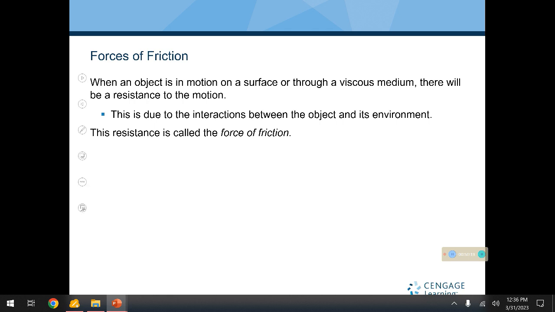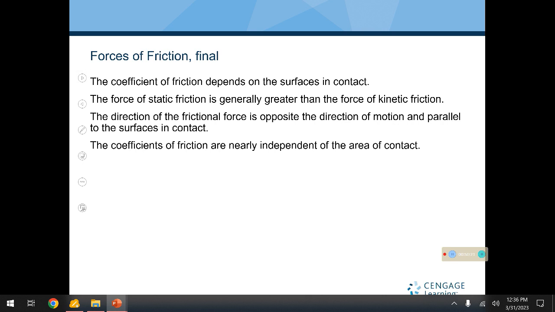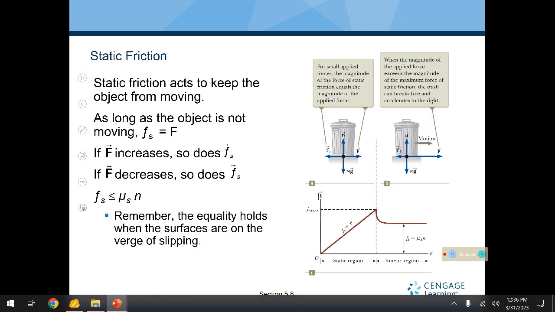Or are they going to do that yet? They might talk about this later. This was surface friction, okay? Coefficients depend on the surface in contact. We already talked about static is generally greater than kinetic, and friction is generally opposite of the direction of motion for kinetic, or opposite of the way it wants to move, which I already talked about.